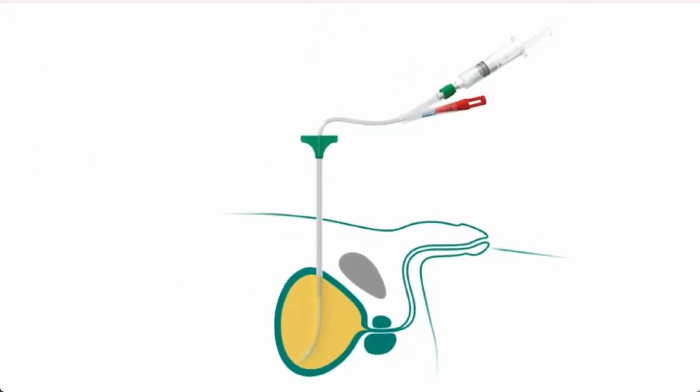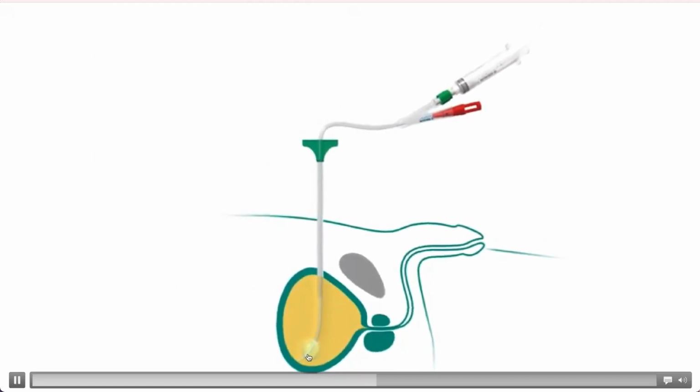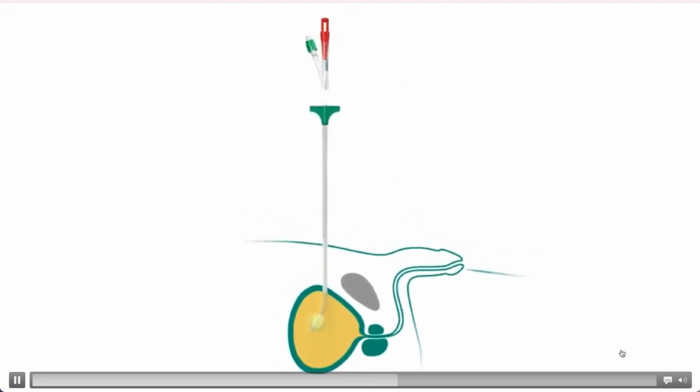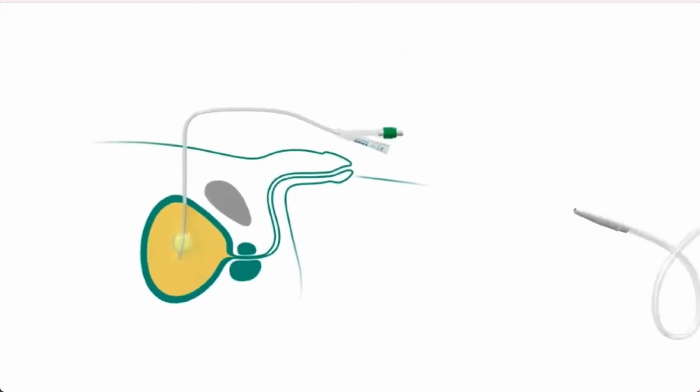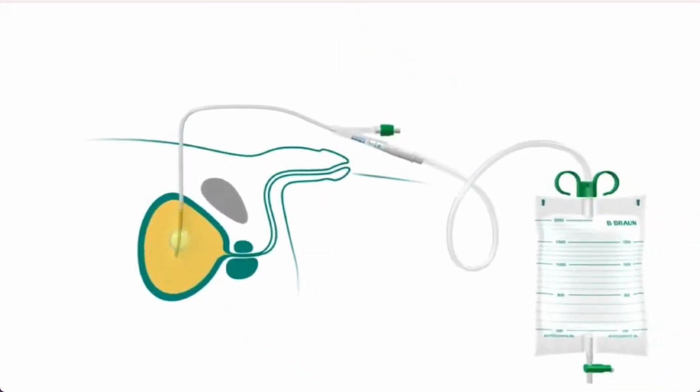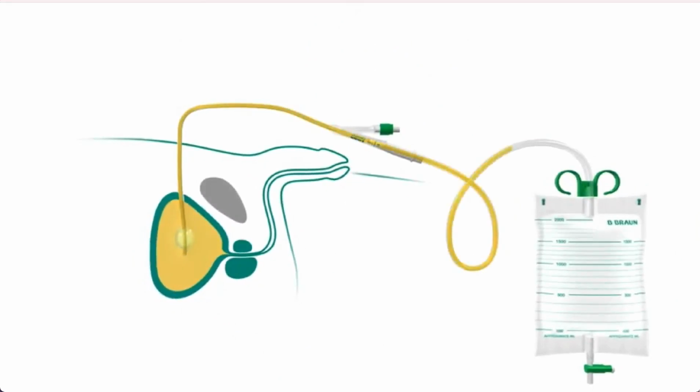First, we fill this channel and you can see a balloon will appear here. So this balloon will fill up. Now this tube will not fall out. We remove these and then we connect this to a bag. This is called a drainage bag and you can see the urine has been filled up.